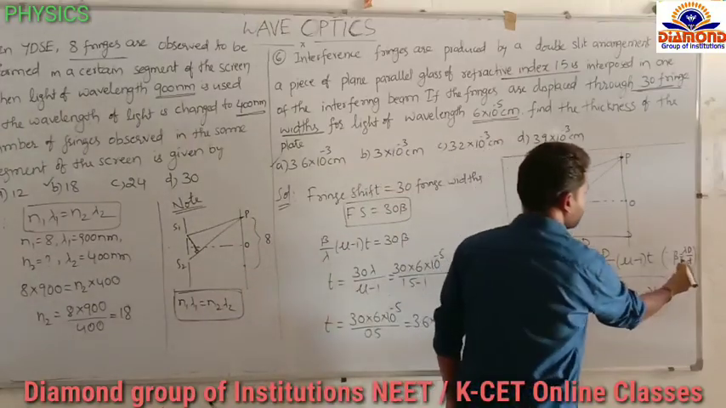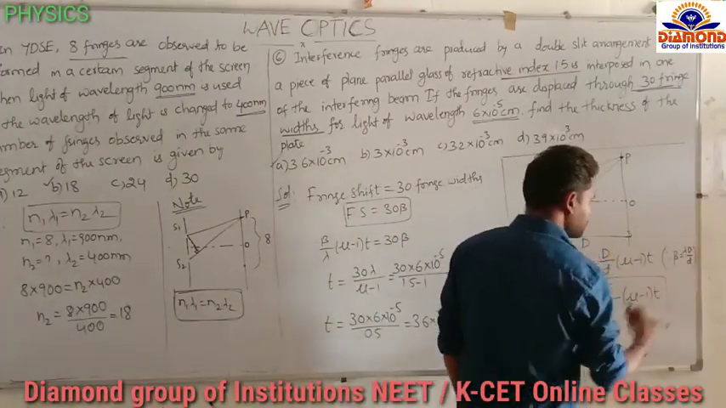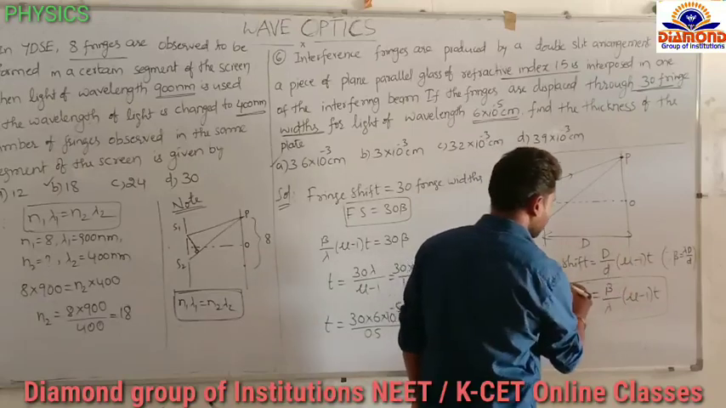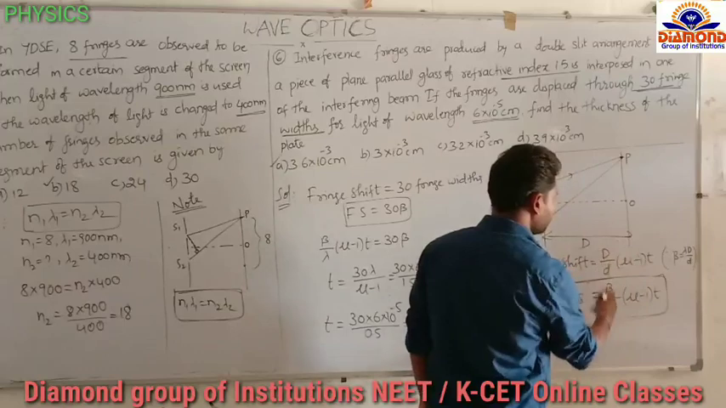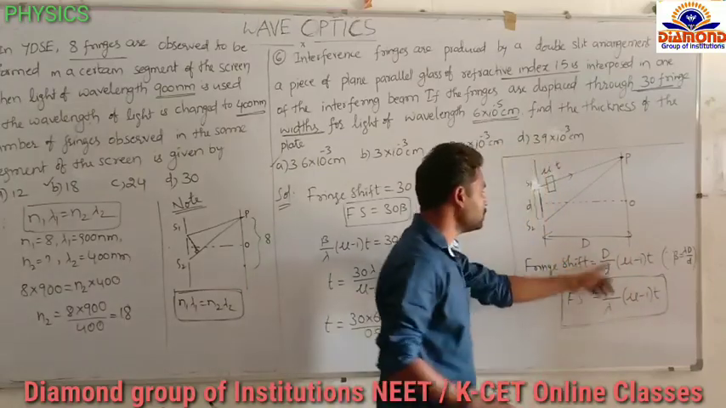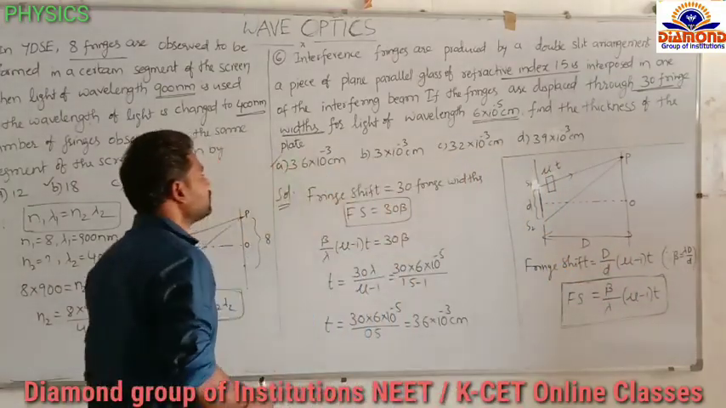So now, the fringe width formula is beta equal to lambda D by d, with capital D over small d. Substituting this, we get the fringe shift formula: beta by lambda into (mu minus 1) into t. Depending on the given data, use whichever formula applies. Now come to see here.